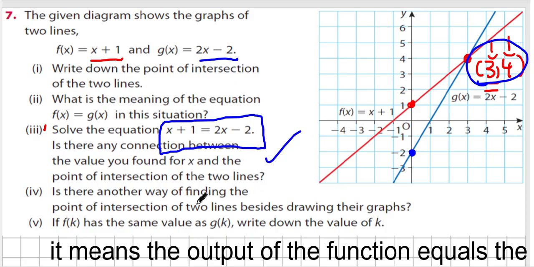Is there another way of finding the point of intersection of two lines besides drawing the graphs? Yes. We basically use simultaneous equations.